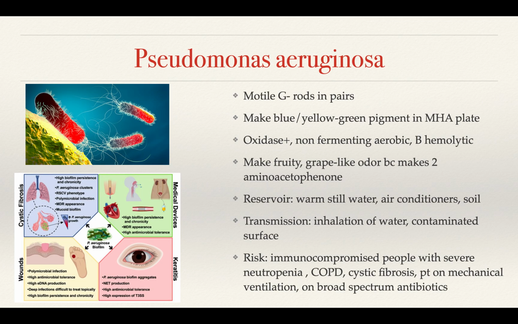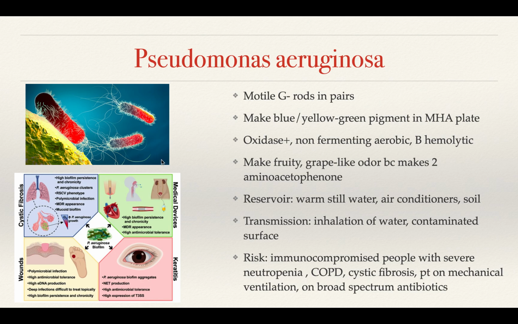Pseudomonas aeruginosa is a motile gram-negative rod that usually appears in pairs, and it makes a blue or yellow-green pigment on the MHA plate. It's oxidase positive, non-fermenting, aerobic, and has a beta hemolytic appearance. It makes a fruity grape-like odor because it makes 2-aminoacetophenone. The reservoir is in warm, still water, so it's in air conditioners and the soil. Transmission is via inhalation of the water or touching contaminated surfaces.